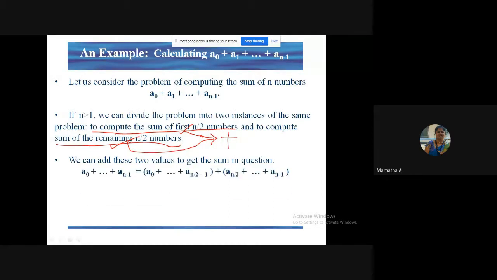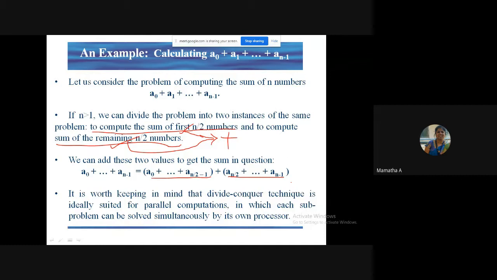So I will do like this. A0 plus till A of n minus 1 is equal to the sum of the first n by 2 numbers plus the sum of the next n by 2 numbers. Yes, hope you are getting this.